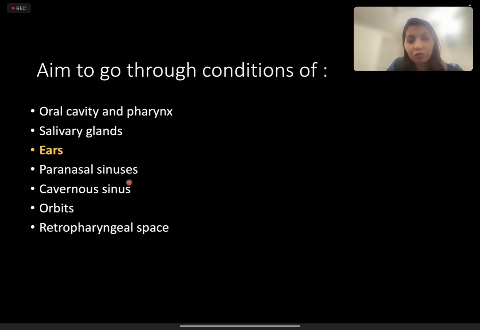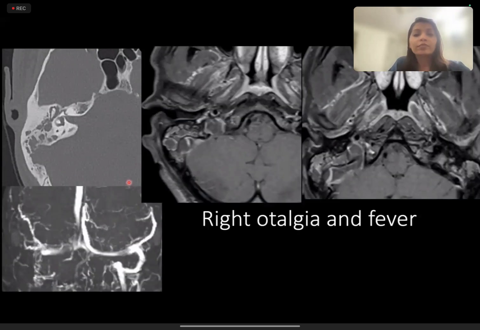All right, so we've covered some of the common acute conditions of the oropharynx and salivary glands. We move on to the temporal bone now, involving the ears. A 20-year-old boy with right otalgia and fever. I'll give you a few seconds to go through the images.